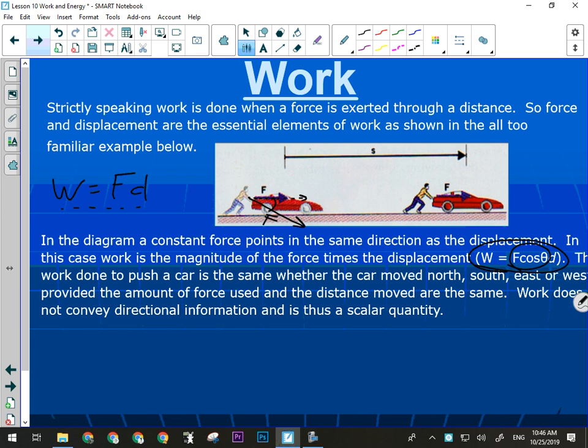So I would never put a direction on a number that ends in joules. The reason being is energy can be used to do work, any kind of work, in any direction. Therefore, energy itself doesn't have a vector.